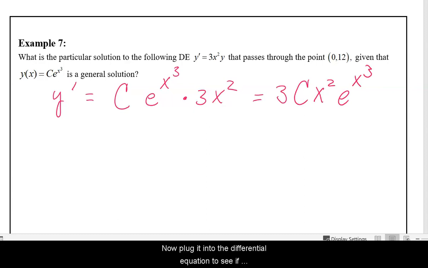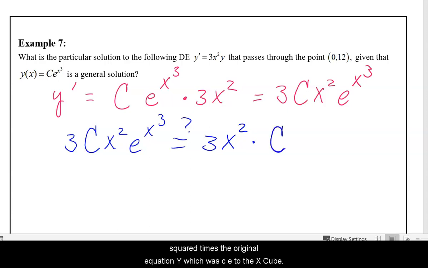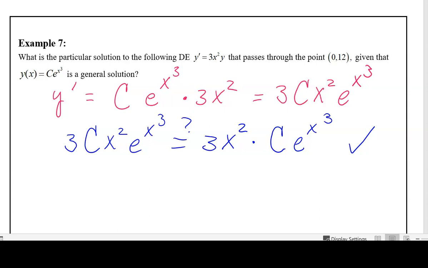Now plug it into the differential equation to see if it does in fact solve it. So what we're trying to determine is, does 3c x squared e to the x cubed truly equal 3 times x squared times the original equation y, which was c e to the x cubed? Well, a simple manipulation of the order in which we wrote the factors reveals that, yes, of course, they are equivalent. That means it is a solution to that equation.